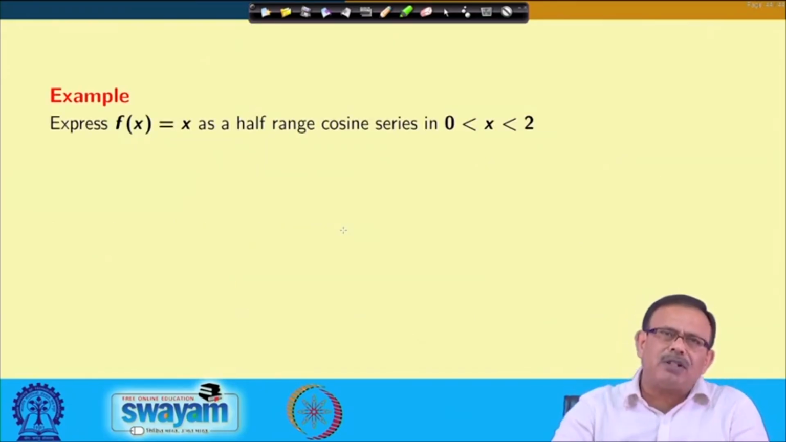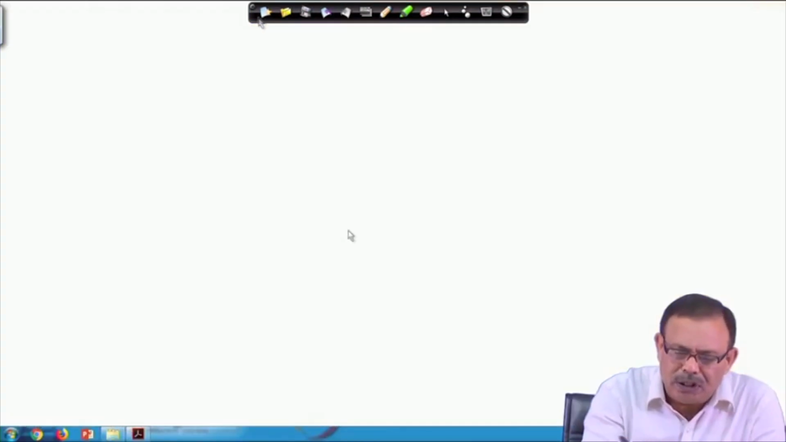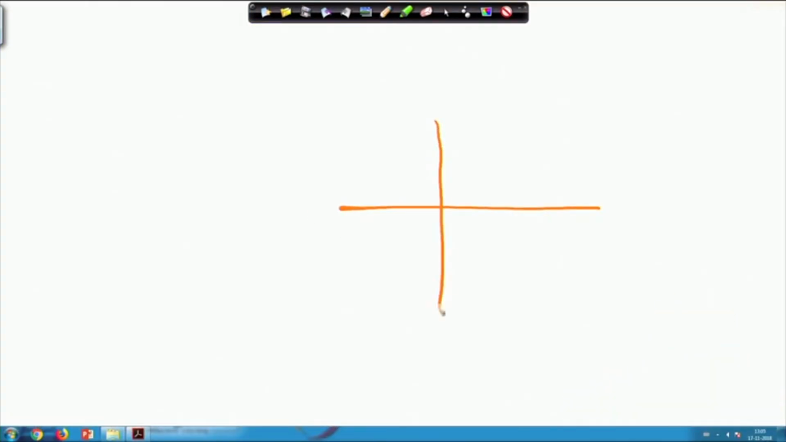Now, let us take the same example f x equals x, we want to now express f x equals x as a half range cosine series in 0 to 2. So, in the earlier case, if you see, whenever I am writing f x equals x, it is always something like this. If it is 2 and here if it is say minus 2, I extended the function like this way up to this in 0 to minus 2.